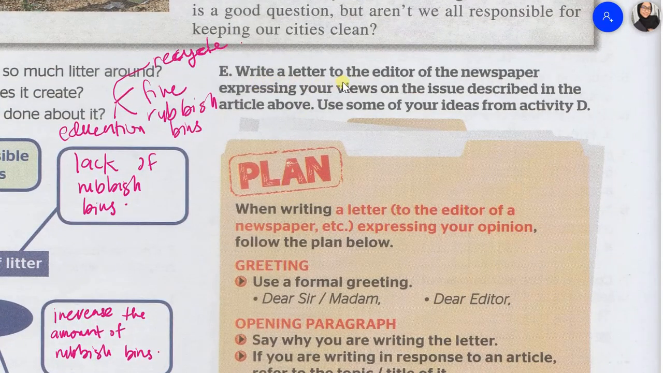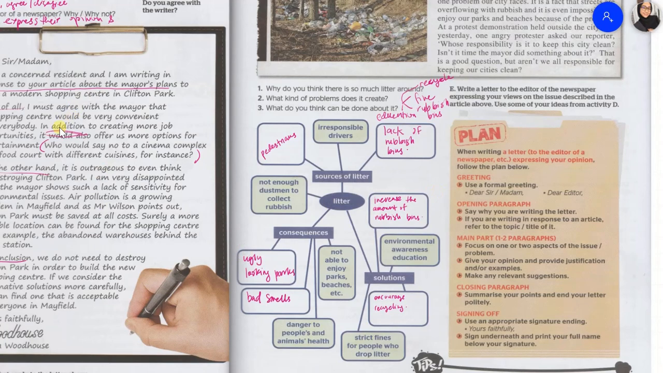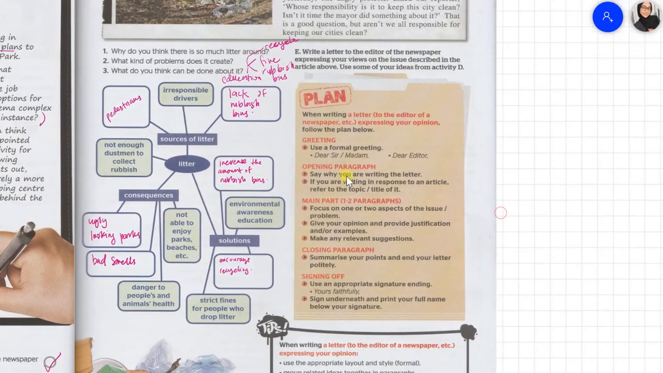Write a letter to the editor of the newspaper expressing your views on the issues described in the article above. Use some of your ideas from activity D. Okay, just like what Paula wrote, right? Paula gave her opinion and also suggestion. So you also have to do like Paula did.